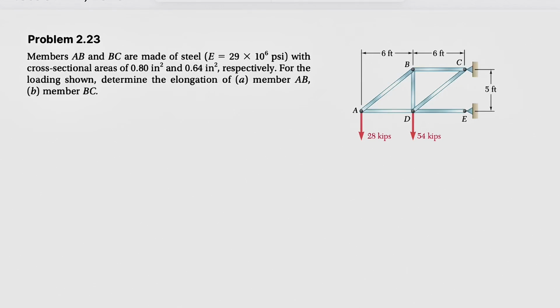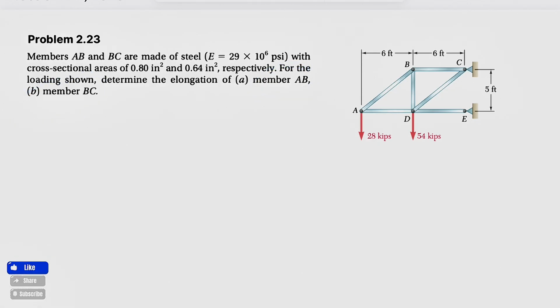Alright guys, we're going to be solving question 23 from the second chapter of Mechanics of Materials by Johnston. In this one we have members AB and BC that are made of steel. We have the elastic modulus for each of these members, and the cross-sectional areas of 0.8 inches squared and 0.64 inches squared for AB and BC. We need to determine the elongation of member AB and member BC.